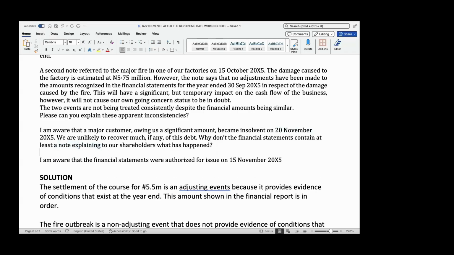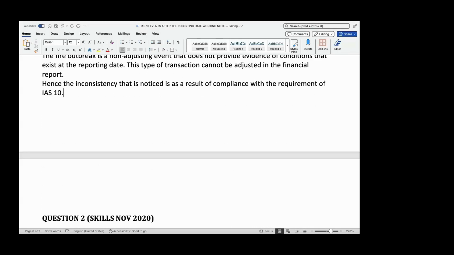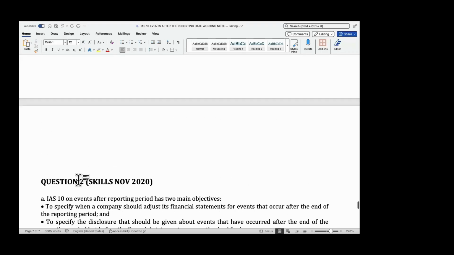It is a non-adjusting event because it became insolvent after the authorization. So the accounts have already been approved by the board. So the adjustment will be in the coming year, not in the previous year. That's absolutely correct.